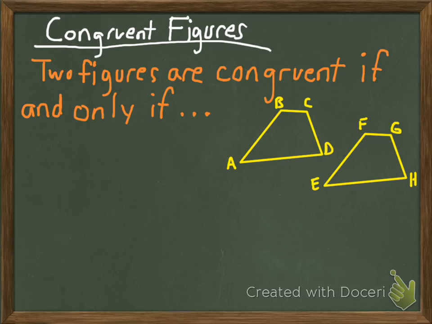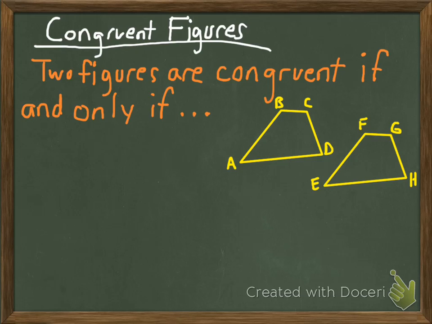Well, apart from actually measuring, they look congruent, don't they? Don't they look like they're exactly the same size and exactly the same shape? And that's a good description of what congruent figures are, is figures that are the same size and shape. Now, how do we determine if two figures are the same size and shape? Well, we use what are called the corresponding parts of those figures in order to make that determination.